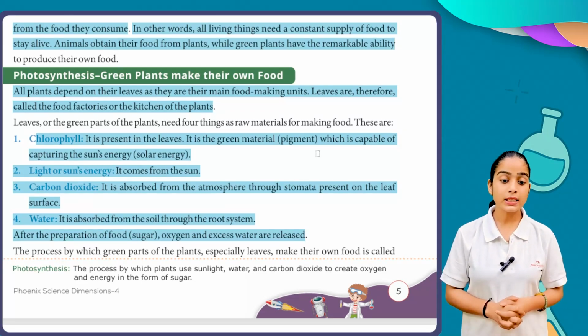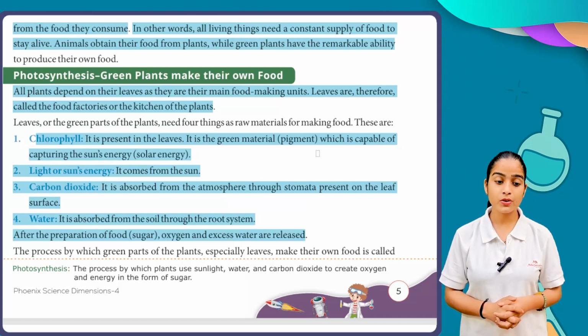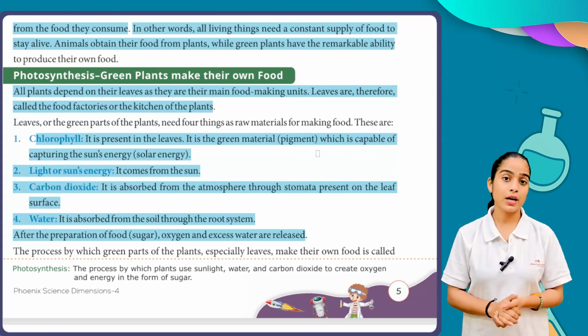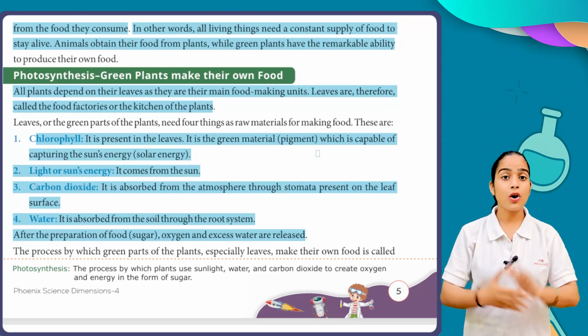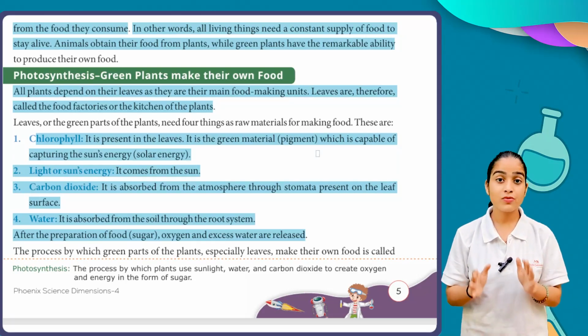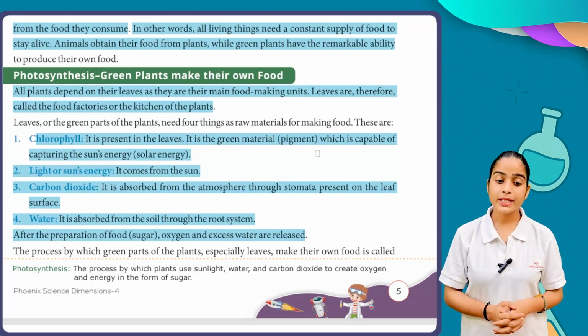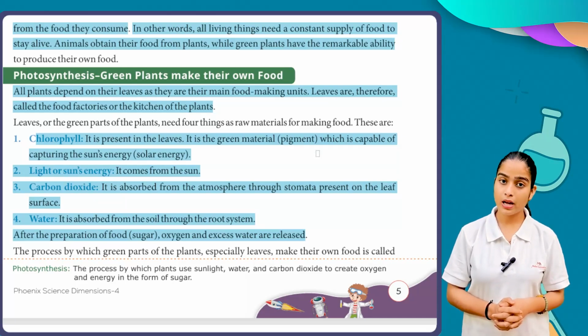The third thing, carbon dioxide. It is absorbed from the atmosphere through the stomata present on the surface of the leaf. So we have stomata on the leaf surface, the small pores. With the help of these small pores, plants can breathe in carbon dioxide and breathe out oxygen. That oxygen is very important for living organisms. Next, water. It is absorbed from the soil through the root system. After the preparation of food, sugar, oxygen and excess water are released.